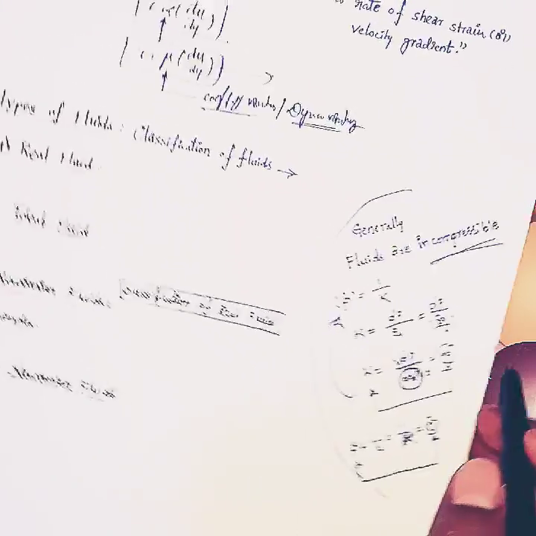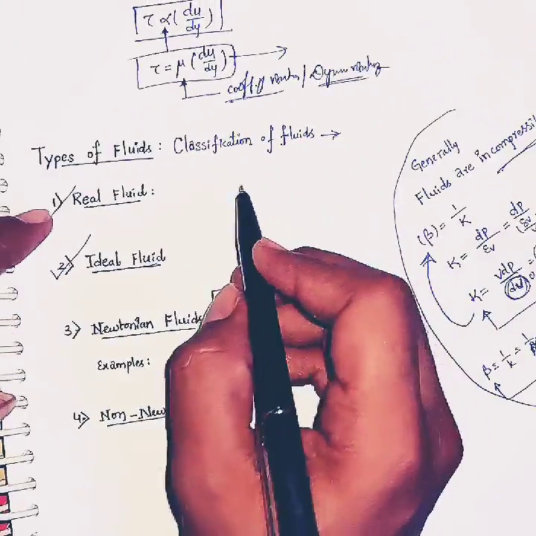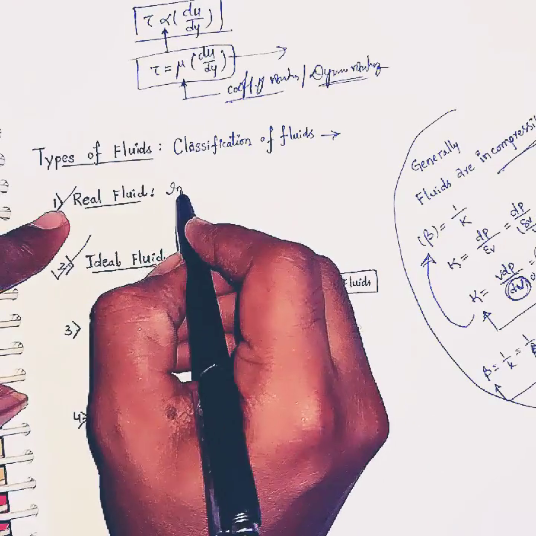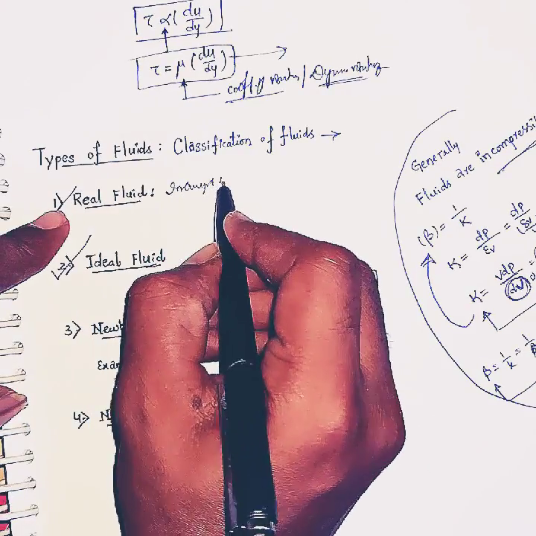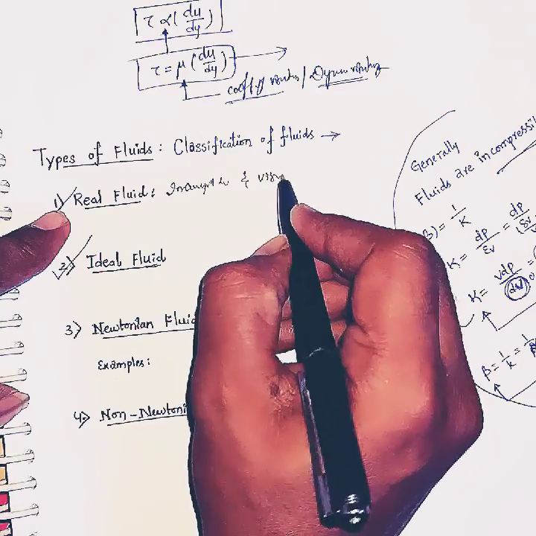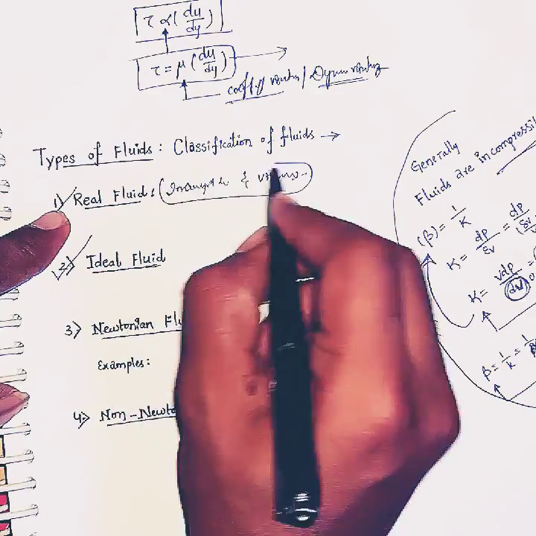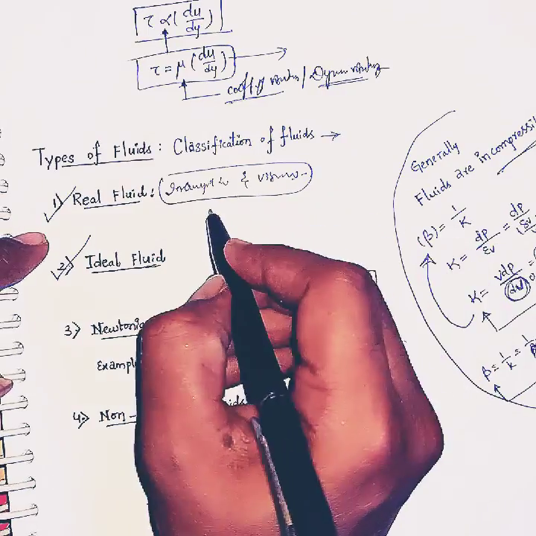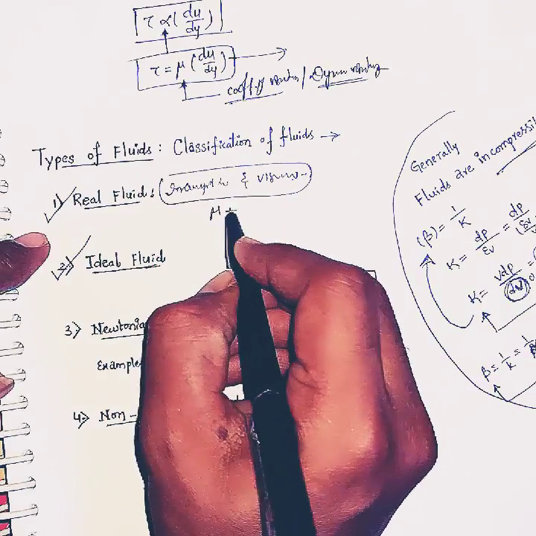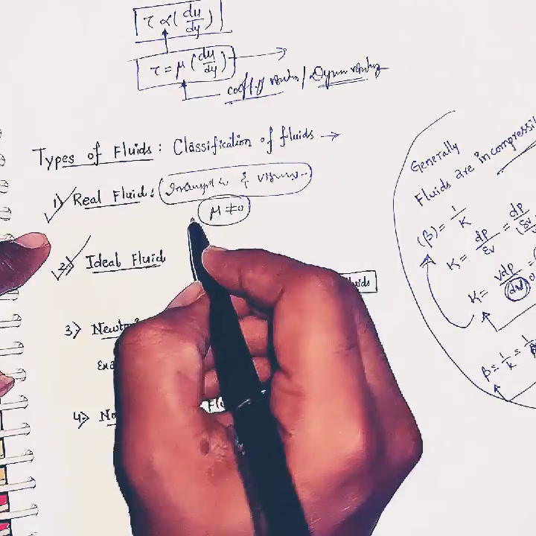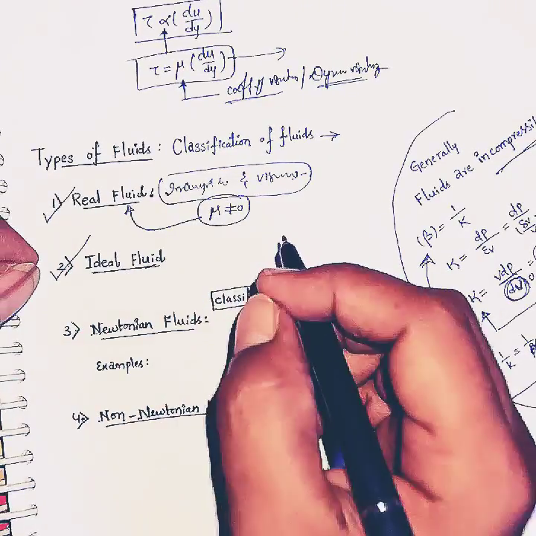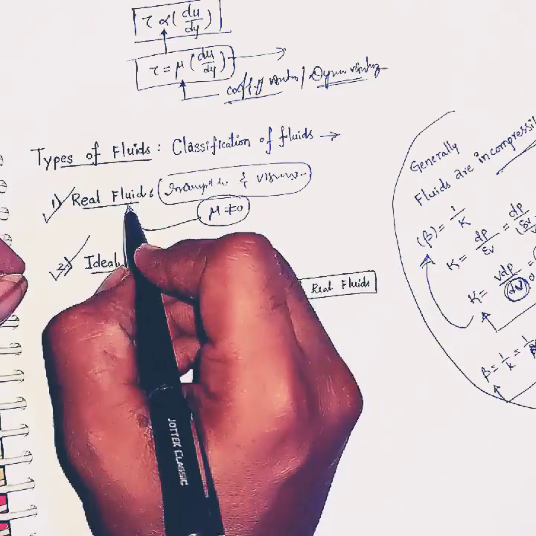Let's come to the topic. Here in the classification of fluids, the first one is the real fluid. Real fluids are incompressible and viscous. Any fluid which has the property of viscosity, that is viscosity is not equal to 0, that fluid is nothing but a real fluid. Each and every fluid which exists in nature is a real fluid only.